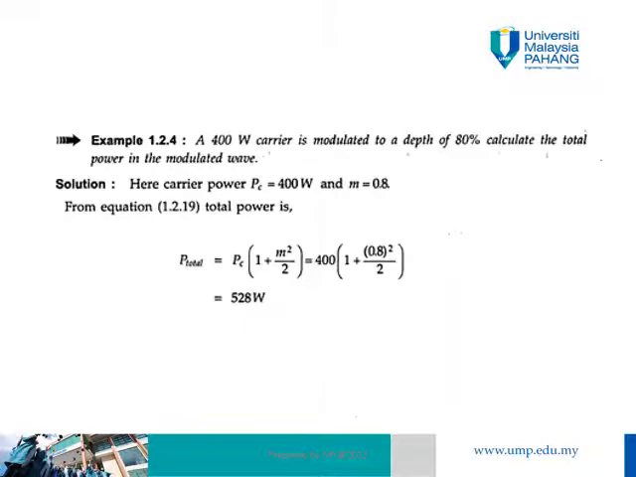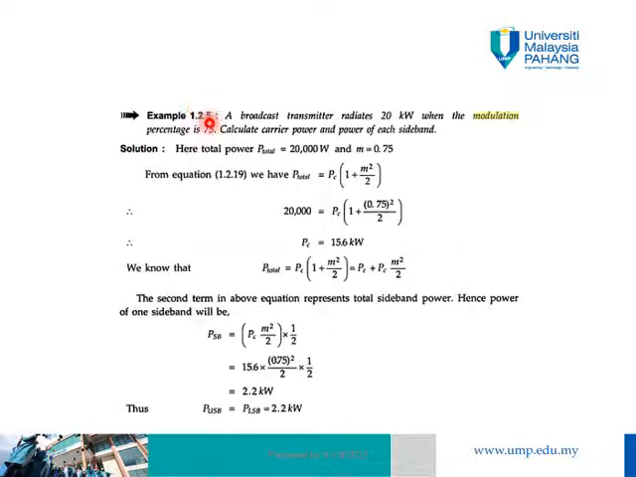Next, example 2: a 400 watt carrier is modulated to a depth of 80%. Calculate the total power in the modulated wave. So P total equal to PC bracket 1 plus m squared over 2. Solving this, we get the answer 528 watt. Another example.